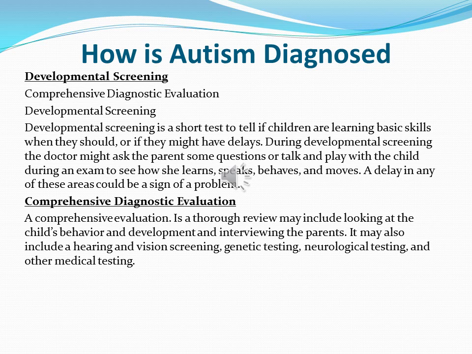Autism is diagnosed in 2 different ways, in 2 different stages. First, one has a developmental screening. This is a test to tell if children are learning basic skills when they should or if they might have delays.